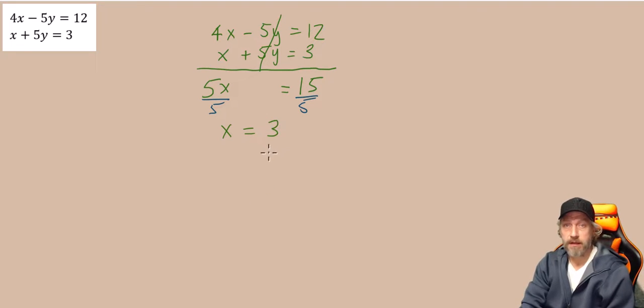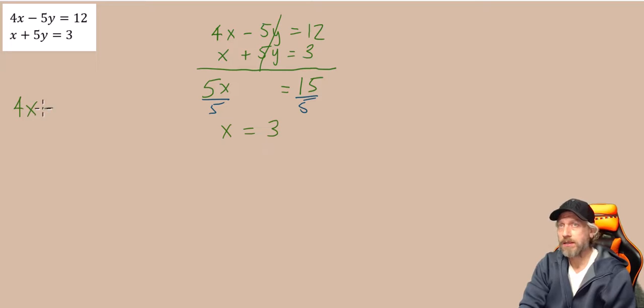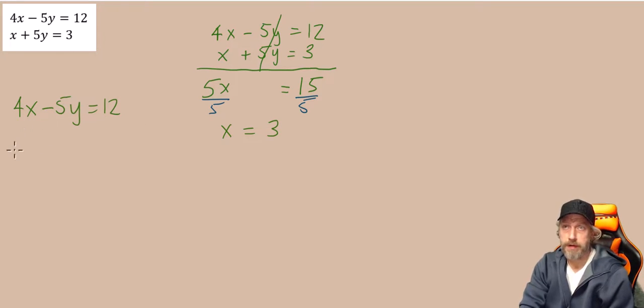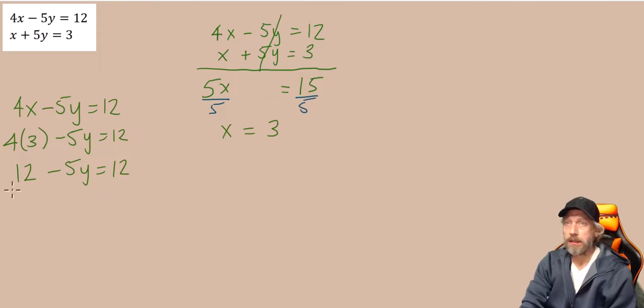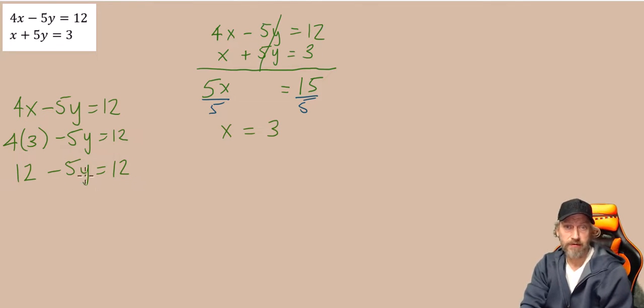Now let's find the value for y. If we go to our first equation, 4x minus 5y equals 12. When x equals 3, we have 4 times 3 minus 5y equals 12. Takes us to 12 minus 5y equals 12. Let's keep going, try to isolate that variable y. We can subtract 12 from both sides of the equation.